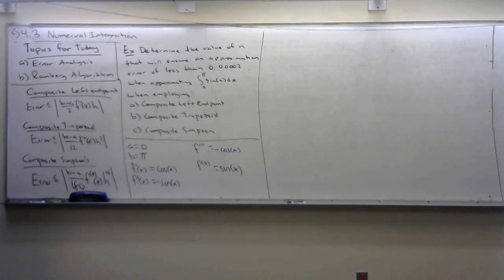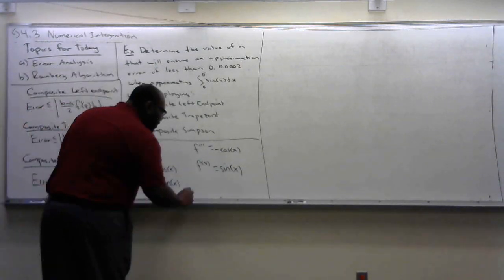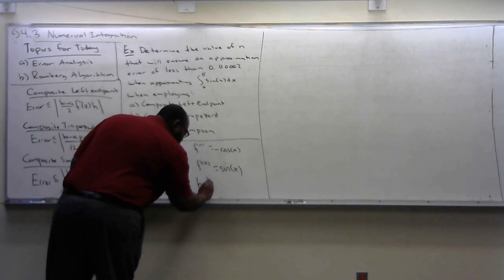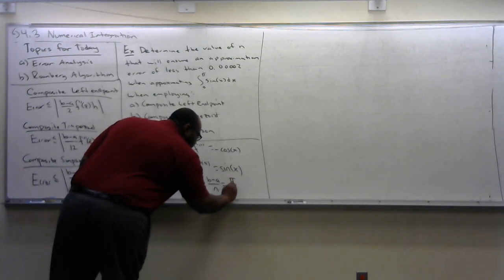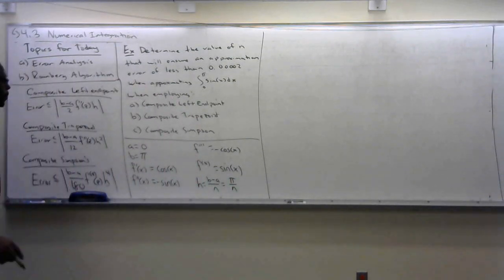Now, what is h? I guess I should know what that is too, because we need that. h is going to be equal to (b minus a) divided by n, so I have pi over n is h. Okay, I think we have all that we need to be able to solve this problem. We have 3 parts that we need to do.